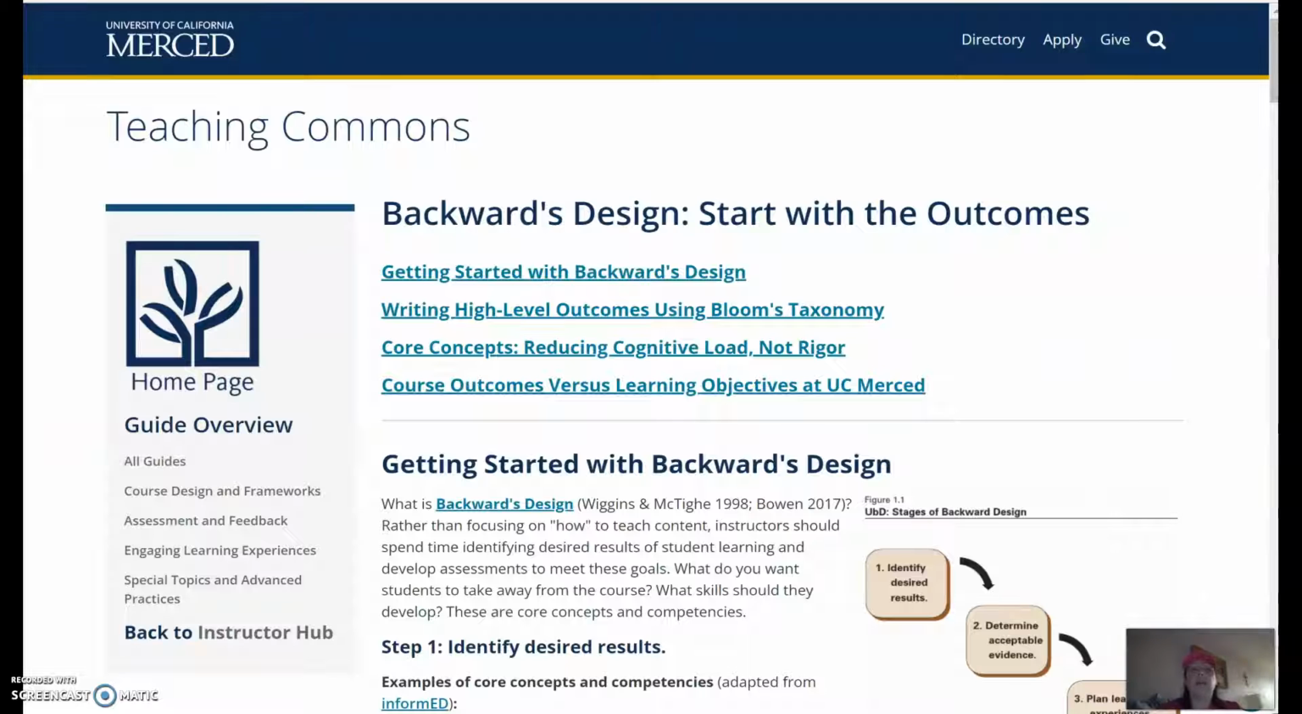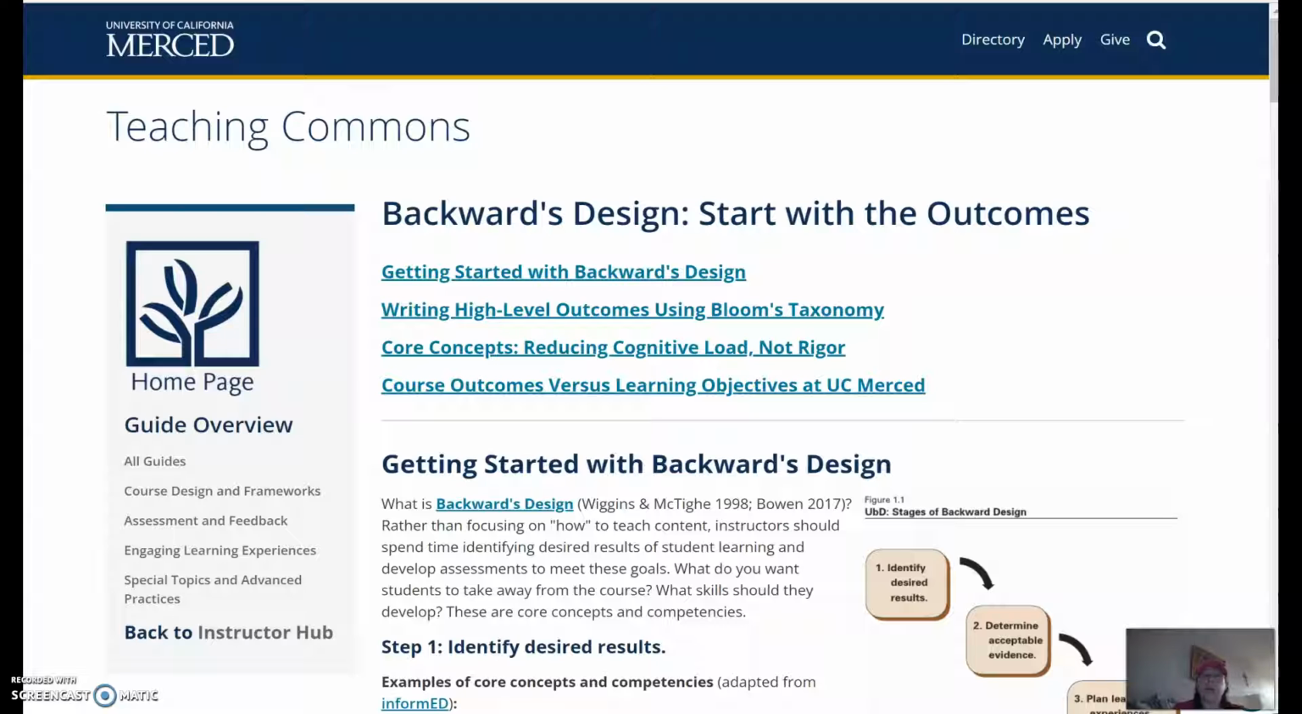Next, I want to talk about the design model that I chose for my unit. I picked backwards design. The main reason that I picked this is because I found it pretty interesting, and I have not personally used it in my own teaching, but it seems like pretty much common sense, starting with what you want to get done and then going from there.